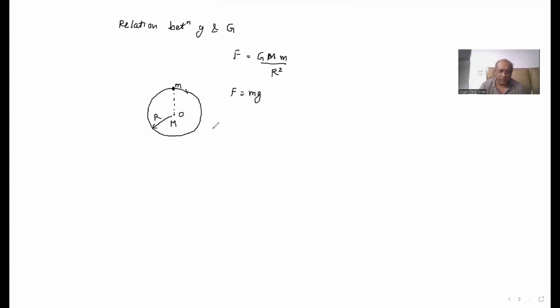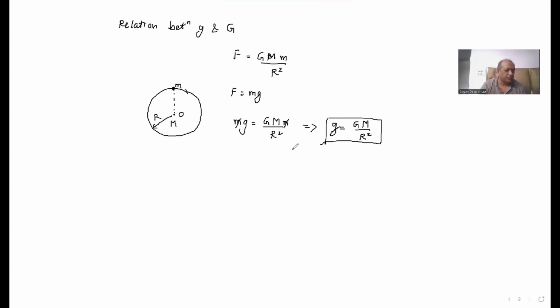If I equate these two equations, we get mg is equal to G capital M into small m divided by r square. Small m gets cancelled on both sides, so we get small g is equal to GM by r square. This is the relation between small g and capital G. From this relation, we can easily see that the value of acceleration due to gravity depends on the mass of the planet on which we are calculating it, and also on the size of the planet, or the radius of the planet.